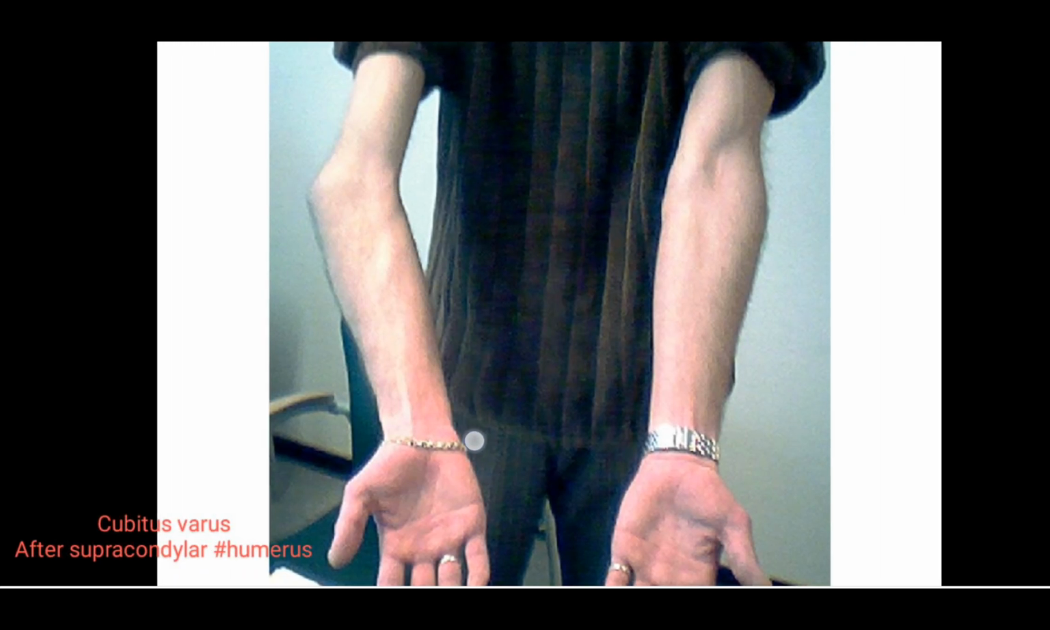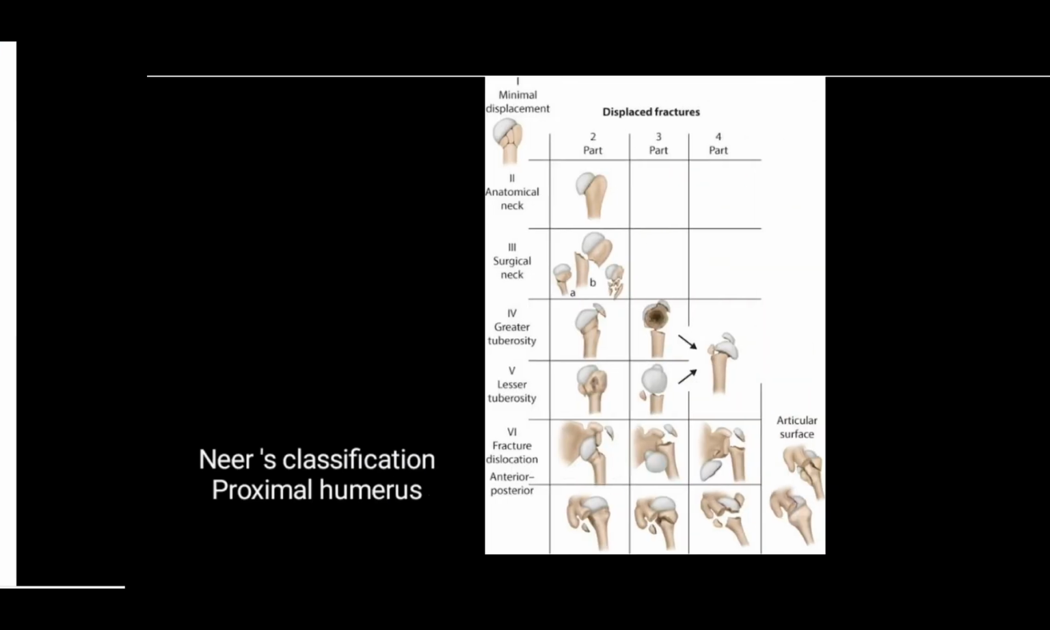Then this is the classical deformity which occurs in the supracondylar fracture, that is cubitus varus. Varus means towards the inside, and it is also known as gun stock deformity.